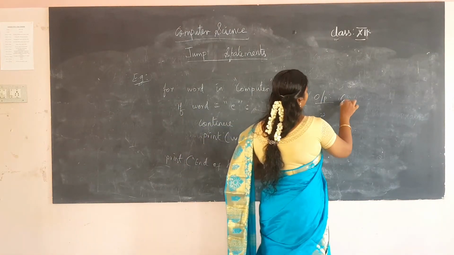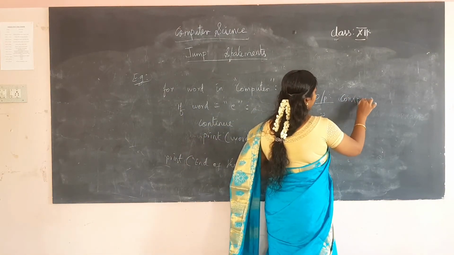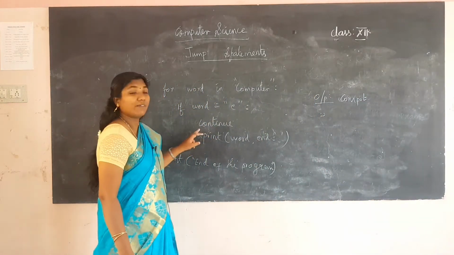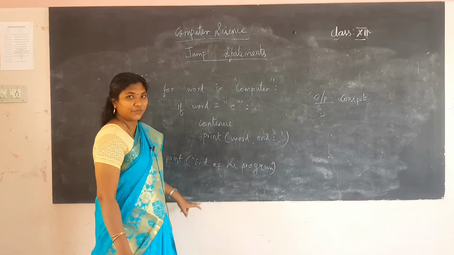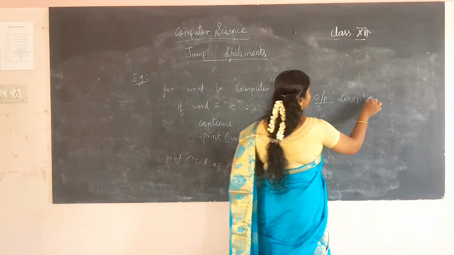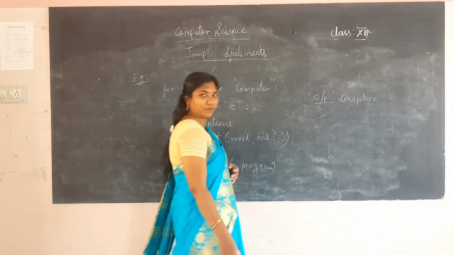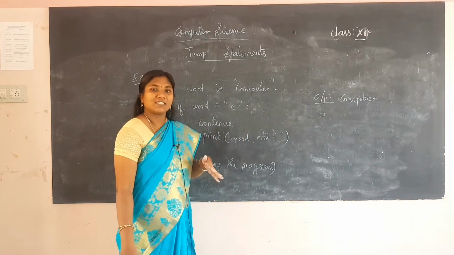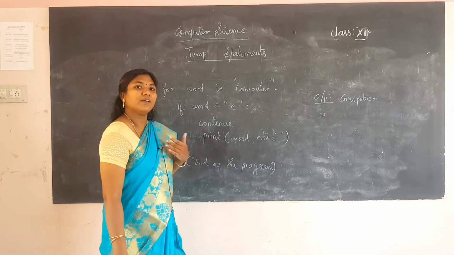So it will be going on printing up to COMPUT. When the word is equal to E, what I have asked it to do? I have asked to continue the execution. So therefore the entire word will be printed, computer. If I give break only, it will stop the execution. If I ask to continue, the execution will be continued.